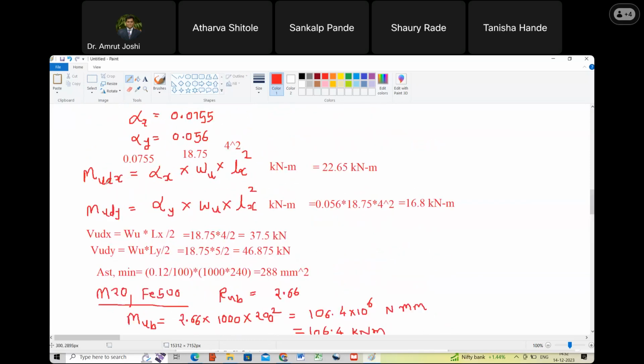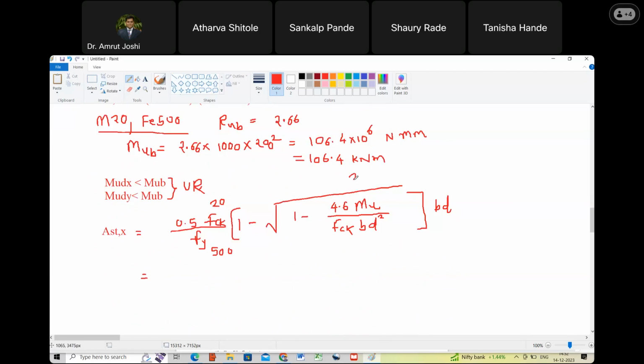Yes, sir. When you are calculating the steel for x direction, Mu is 22.65, but that is in kilonewton meter. So this multiplied by 10 power 6 will be in Newton mm. What is the value of fck? 20. What is the value of b? 1000. What is the value of d? 200 square. This is 1000, this is 200. Can you solve and tell me what is this value, Astx? Yes, sir.